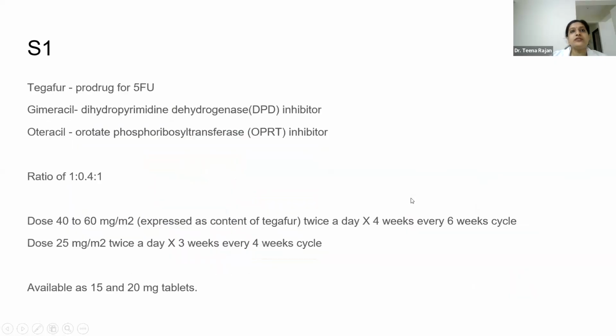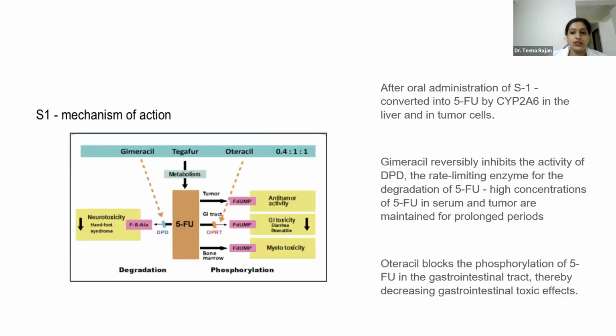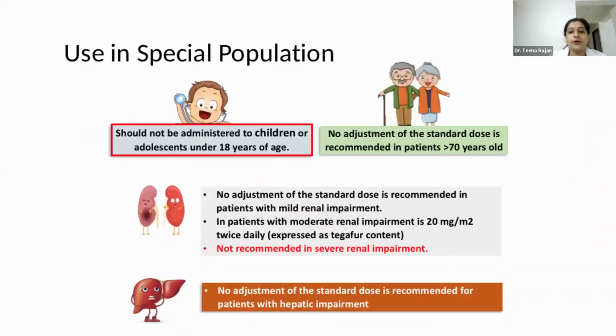What we see when compared with capecitabine is that patients treated with S1 have more tolerance and less incidence of side effects. So dose of S1 is usually we give in the dose of 25 milligram per meter square twice a day for 3 weeks on and 1 week off, or a higher dose schedule or a prolonged schedule is also available where you give a higher dose like 40 to 60 mg per meter square twice a day for 4 weeks on and 2 weeks off. Now we have to be very cautious in patients who are having renal impairment. So if there is mild impairment, there is no issue. If there is moderate impairment, you have to reduce the dose. It's not recommended for less than 18 years of age, and no dose adjustment is required when patient is more than 70 years of age, and no dose modification required in patients with hepatic impairment.